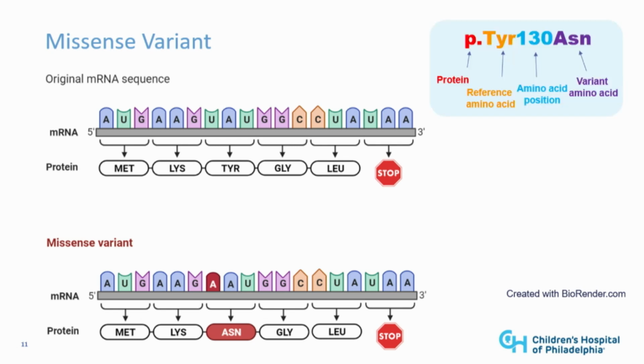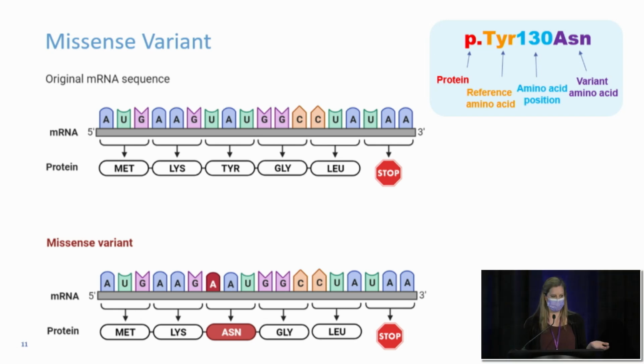And this is the way that it can look on a lab report. You have that p dot, which means that we're talking about the amino acid sequence itself. The TYR is our reference of what we expected to see. The position 130 means that's the number amino acid that we were looking at. So at position 130, we're expecting to see the tyrosine. And then finally, we see the difference. So we see an asparagine instead. It's just showing that instead of tyrosine, we have asparagine at position 130.